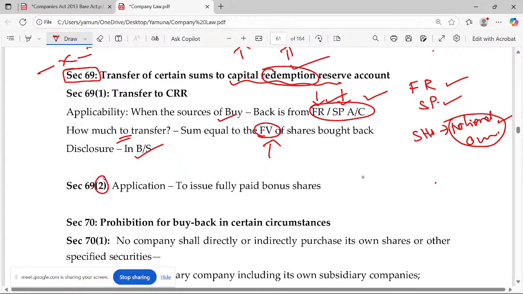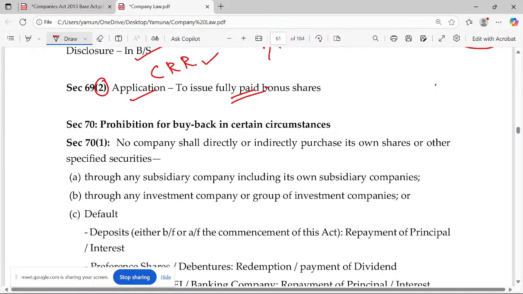With respect to subsection 2, for what you can apply this account: for fully paying up bonus shares, for fully paid up bonus shares. So that's about 69. This is an often repeated section. Shall I go for 70?